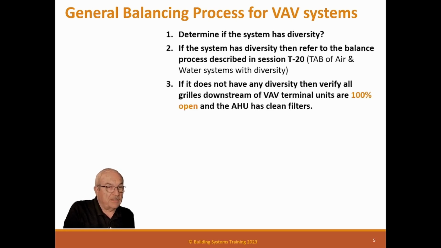If it does not have any diversity, then verify all grills downstream of the VAV units have 100% open dampers and the air handler has clean filters. When it means it doesn't have diversity, it means the total of all the boxes' CFM equals the CFM of the air handler, or the air handler is larger than the connected VAV load. Then you have a standard VAV system.